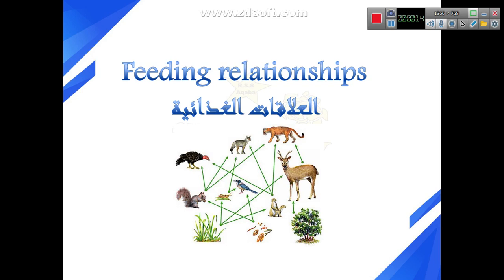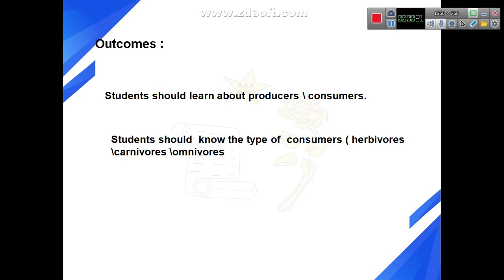اليوم رح نكمل حصتنا الماضية ورح نحكي عن العلاقات الغذائية في environment. The outcomes of our class today is that you should learn about producers and consumers. Also, we should know the types of consumers, herbivores, carnivores, and omnivores.